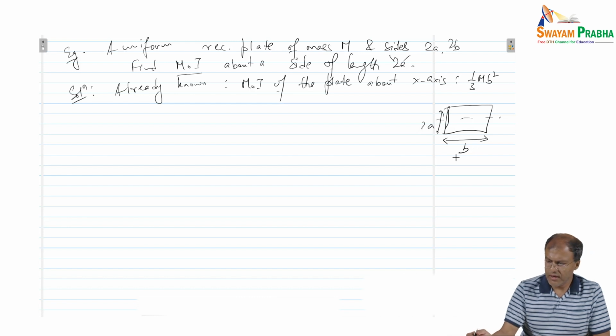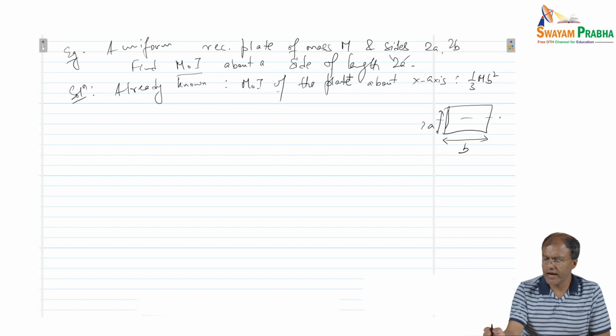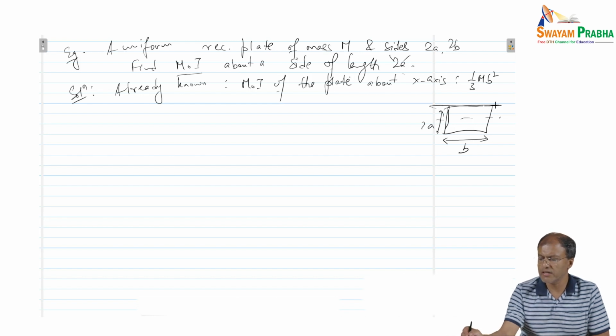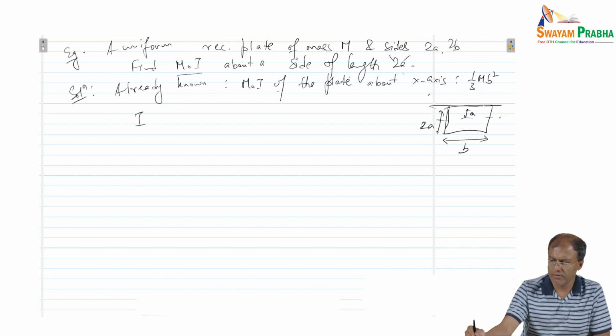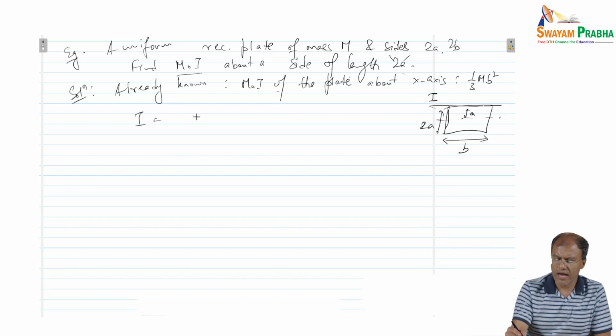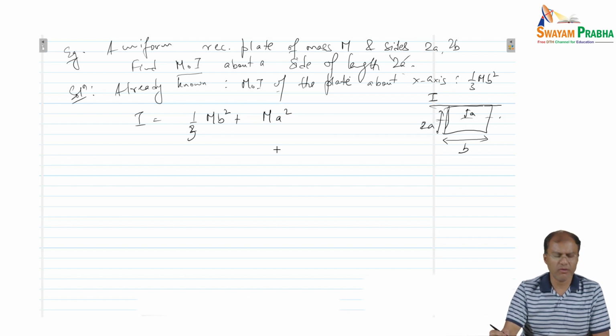So what do we do? We want to find the moment of inertia about a side of length 2a. So we want to find the moment of inertia about one of the sides of this plate. So the new axis of rotation is at a distance small a, right? So all we have to do is, using parallel axis theorem, let me call this new axis as I. So I is nothing but the old moment of inertia plus m times the perpendicular distance, which is ma square.